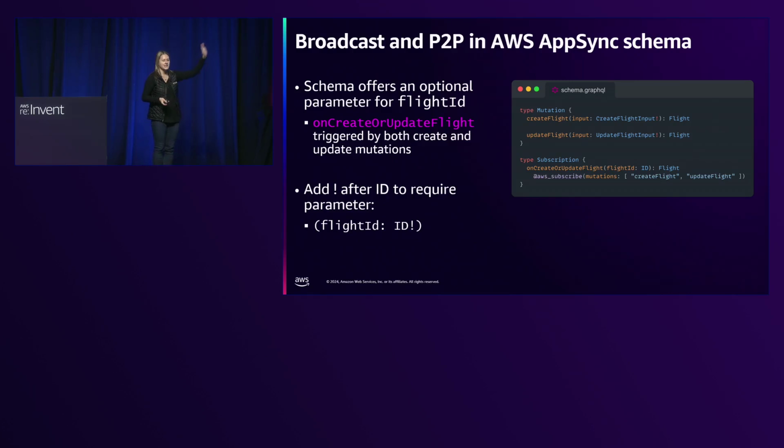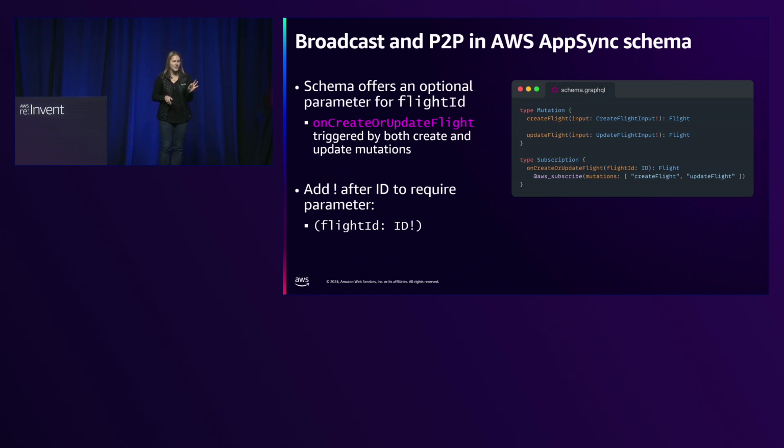So if we start on the right-hand side, this is a snippet of a GraphQL schema. What we're showing here essentially are two mutations. Again, mutations are data modification operations. We have one for creating a flight, one for updating a flight. And then on the bottom, we have our subscription type. And this subscription type is tied to both of those mutations via that AWS subscribe directive. And that allows us to essentially make that connection and marry up our mutations to our subscription operations.